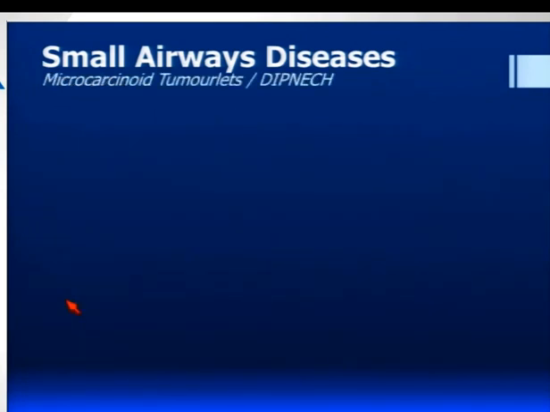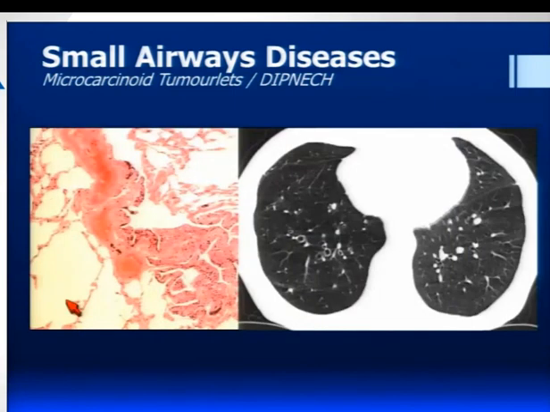To finish, this is a little bit of a rarity, but it's something that could be like a reputation-enhancing case. And let me just show you, because it's a little bit of an Aunt Minnie. If you ever see the combination of small airways disease together with multiple small nodules in the lungs, this happens to be a transplanted patient, so ignore the right lung, but that combination is something that you see in patients who have so-called microcarcinoid tumorlets, as it was originally called, or diffuse idiopathic neuroendocrine cell hyperplasia.